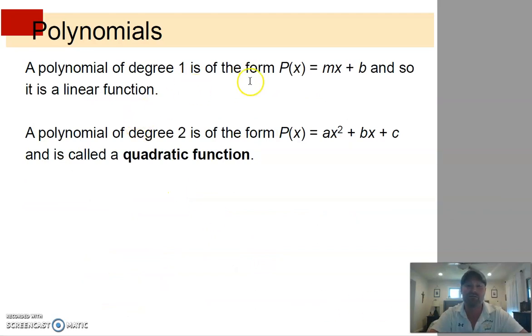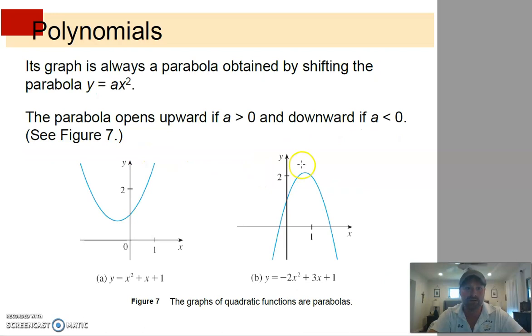A polynomial of degree 1 is of the form p of x equals mx plus b, and so it is a linear function. A polynomial of degree 2 is a parabolic function, or another word we use to refer to a parabola would be a quadratic function. It's a graph, so like I said, it creates a parabola, all right?